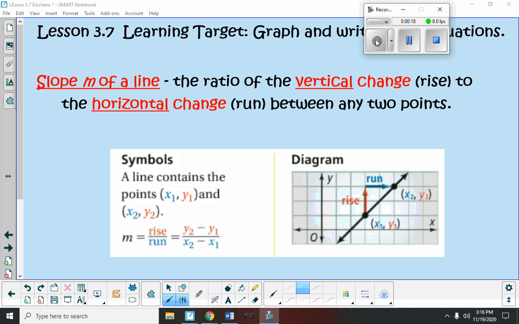And that is a ratio of the vertical change, your rise, so that's your up-down change, to the horizontal change, which we call the run. So that's your left-to-right change. So this is really important that you have this in your notes. Slope, like I said, we refer to it as m. It is the rise, which is your up-down change, over your run, which is your left-right change.